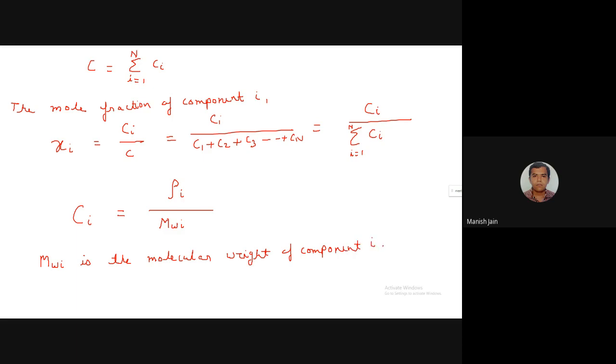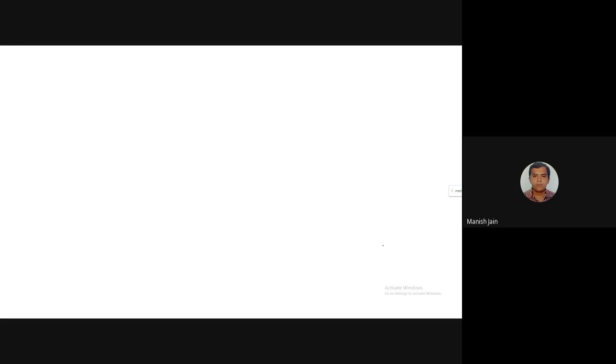Now, after defining the concentration, we have to define the velocities. Velocities are also important in mass transfer, because when the components are moving from one point to another point, the concentration difference occurs due to the differential velocities of the molecules.